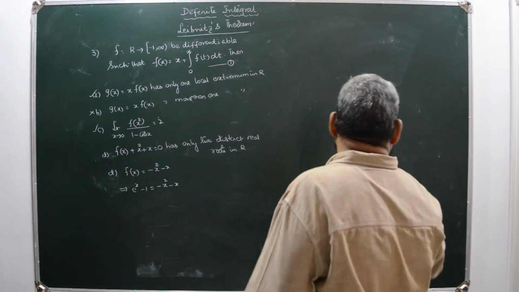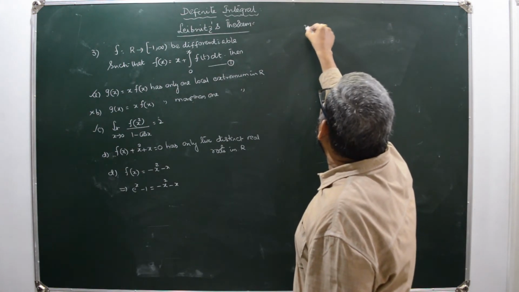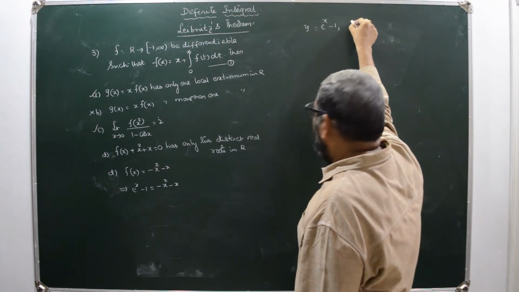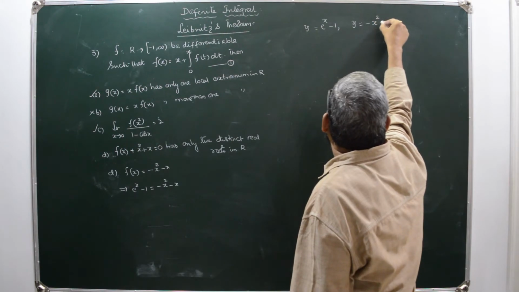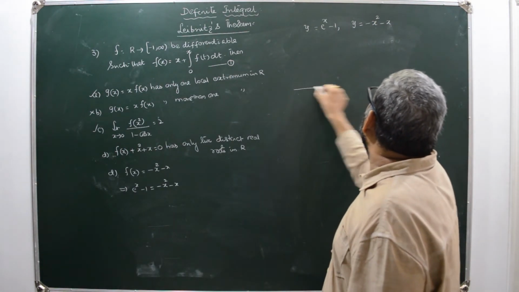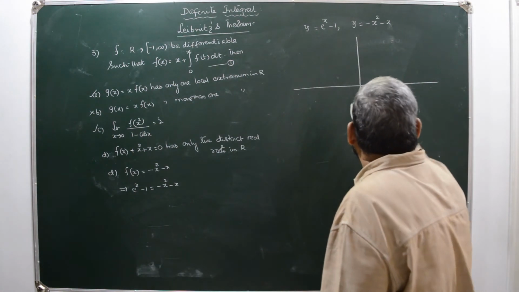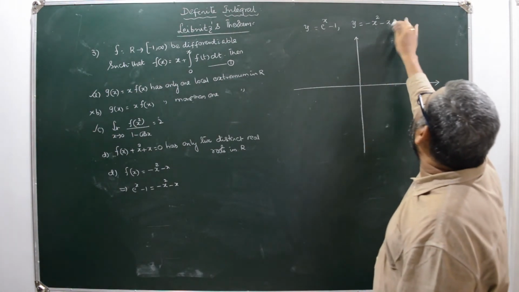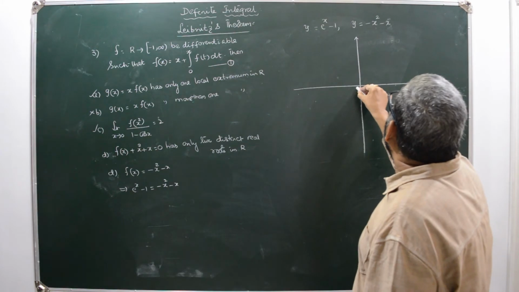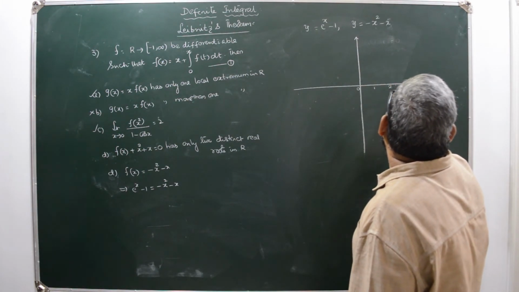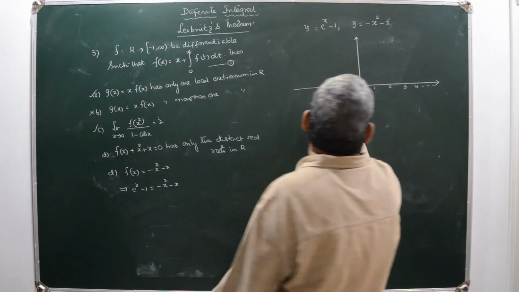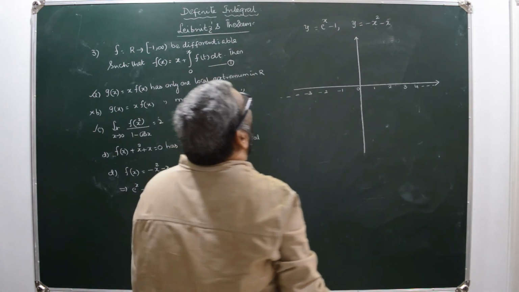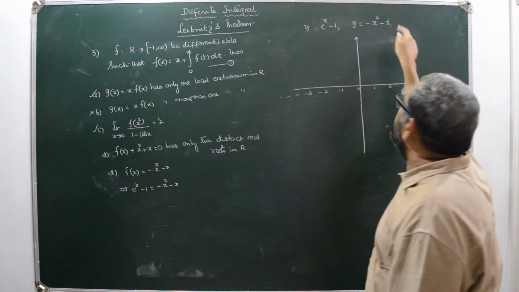One is e power x minus 1. I'll consider y is equal to e power x minus 1. This is one graph. And the other one is y is equal to minus x square minus x. I'll take the coordinate axes. This is the y-axis and of course this is the x-axis. Take 0, some 1, 2, 3, 4 and so on. Similarly minus 1, minus 2, minus 3 and so on. Now here, I'll draw the graph y equal to minus x square minus x.